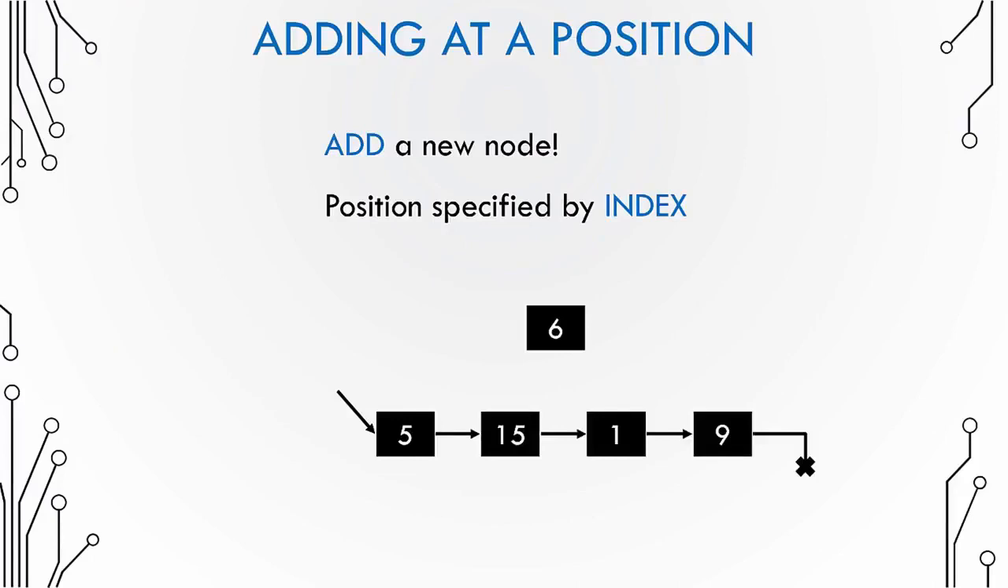So in this case, I want to add a node at position number 3, but there is already an element present at position number 3, which is 1. So how do you manage to add a new element without disturbing the linked list? Basically, the goal is to make changes in such a way that this element 15 points to 6 and 6 points to 1, thereby ensuring the continuity of the linked list.